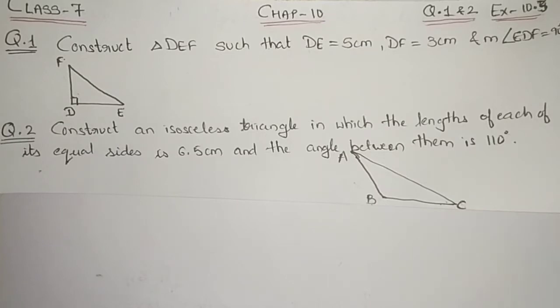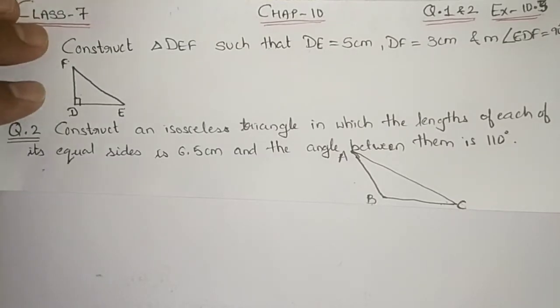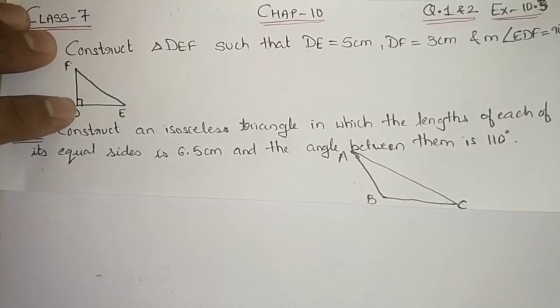Last time we constructed a triangle with 3 sides given. This construction is a little bit different. Here they have given us 2 sides and 1 angle. So how to construct? First of all, see where the angle we have to make. Here they have told EDF is equal to 90 degree. That means we have to construct the angle at D.